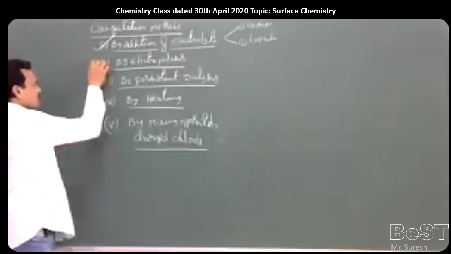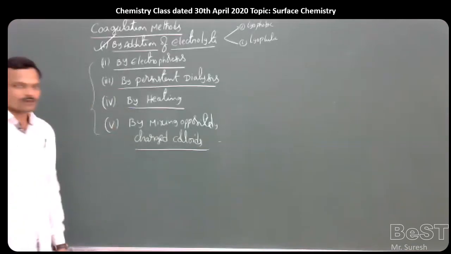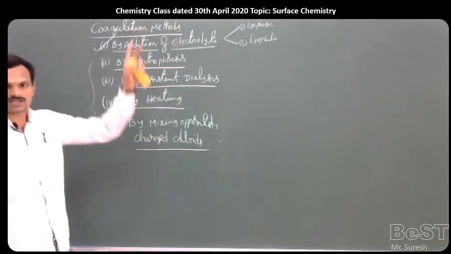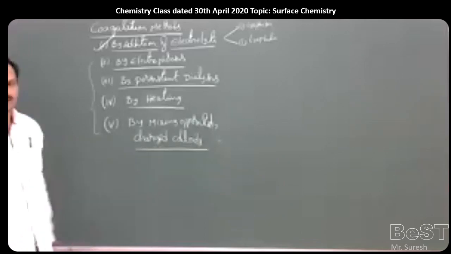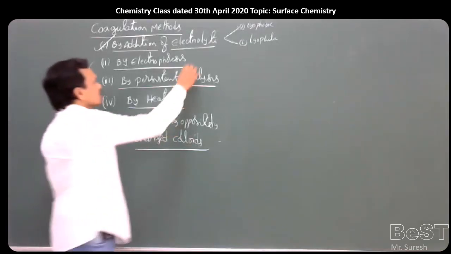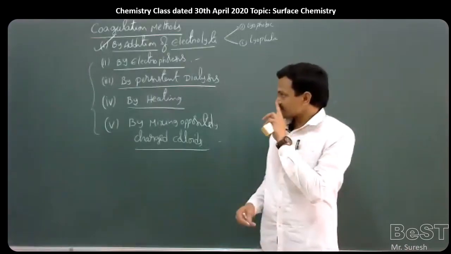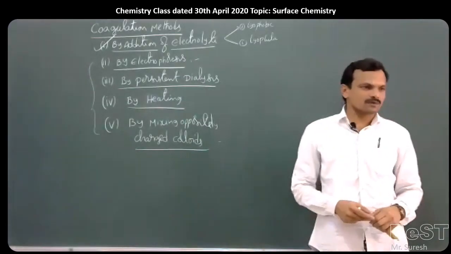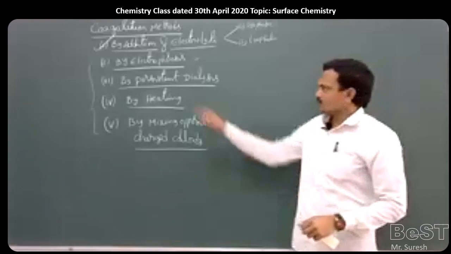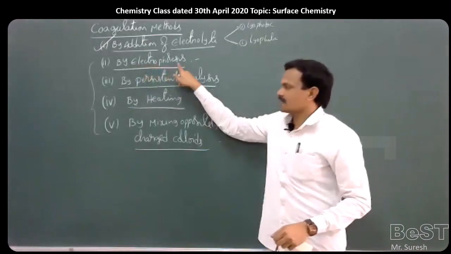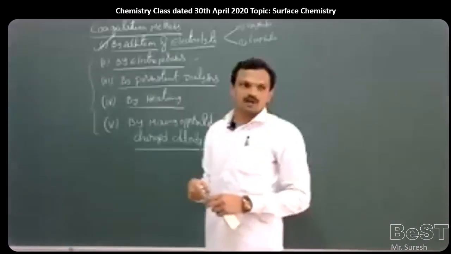Now let us see some other methods which are used for coagulation of colloids, both lyophilic as well as lyophobic. By electrophoresis. So what is electrophoresis? We discussed it in the characteristic properties of colloids. By using this electrophoresis process, we can find the charge present on the colloids.